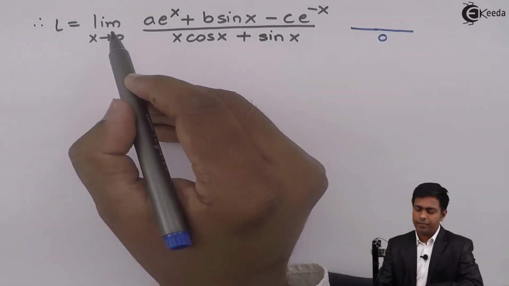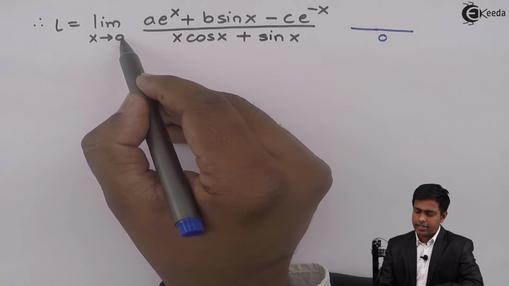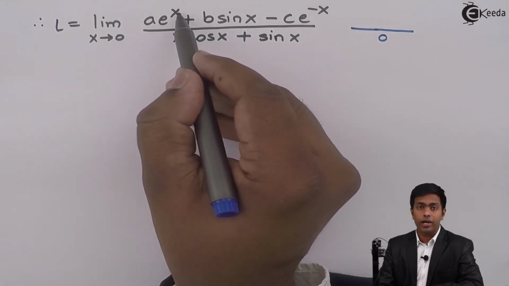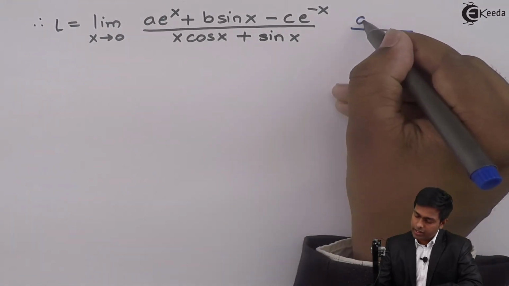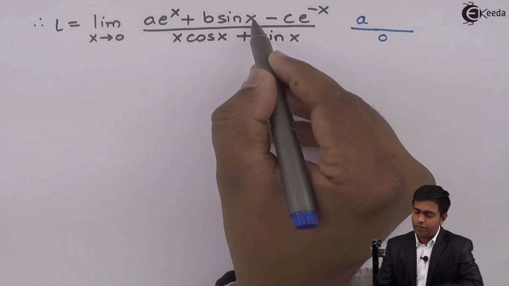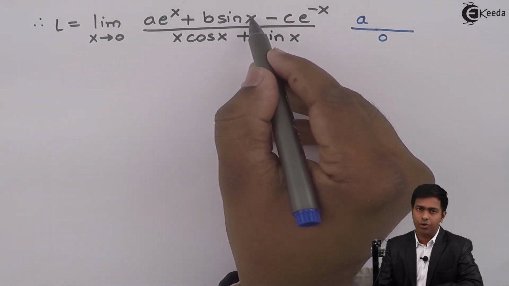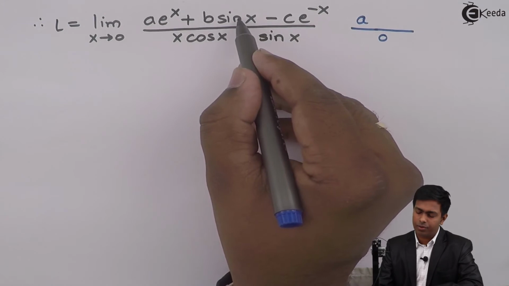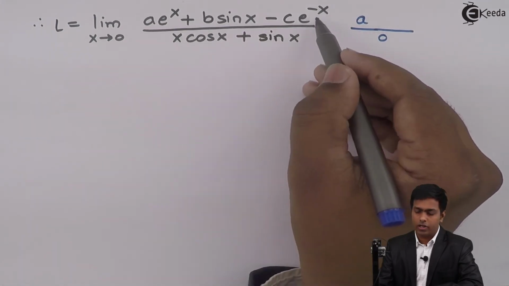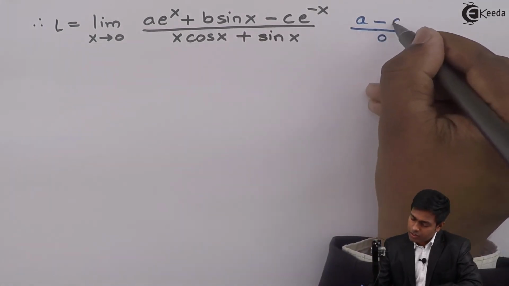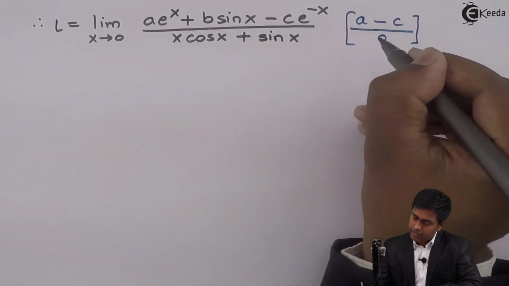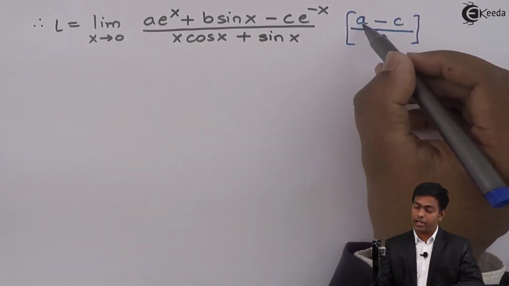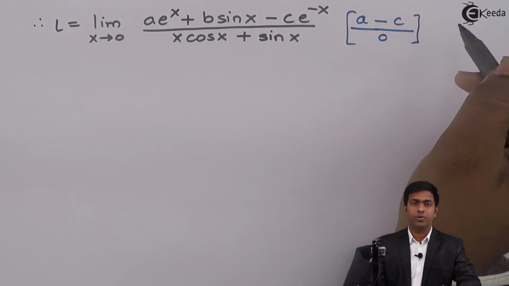Let's see the numerator. So here we'll get, x tends to 0, e raised to 0, 1. So a into 1 is a. Sin of 0, that is 0, so this term will become 0. E raised to 0, that is 1, so here we'll get minus of c. It means we are getting 0 in the denominator, but we are not getting a numerator as 0.